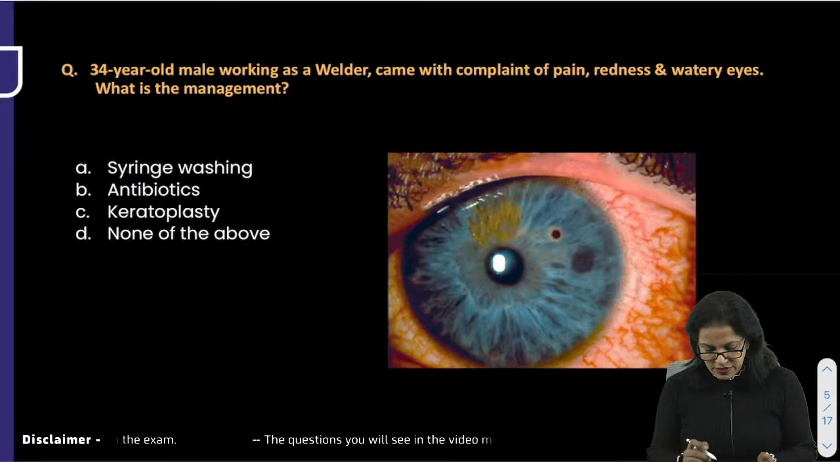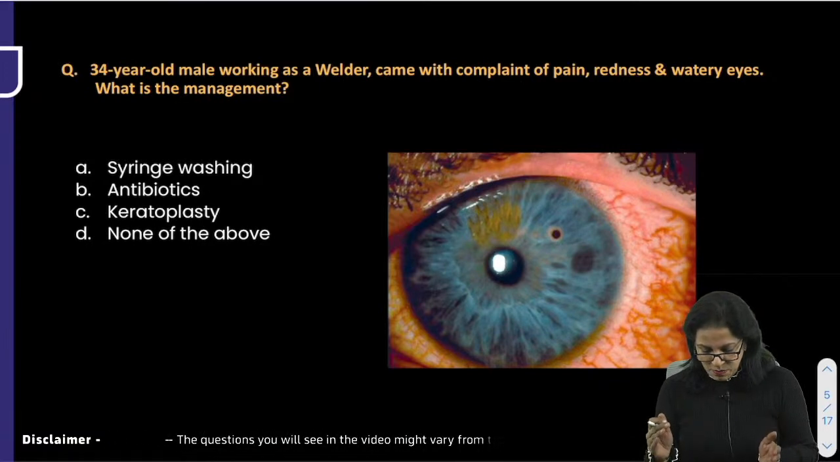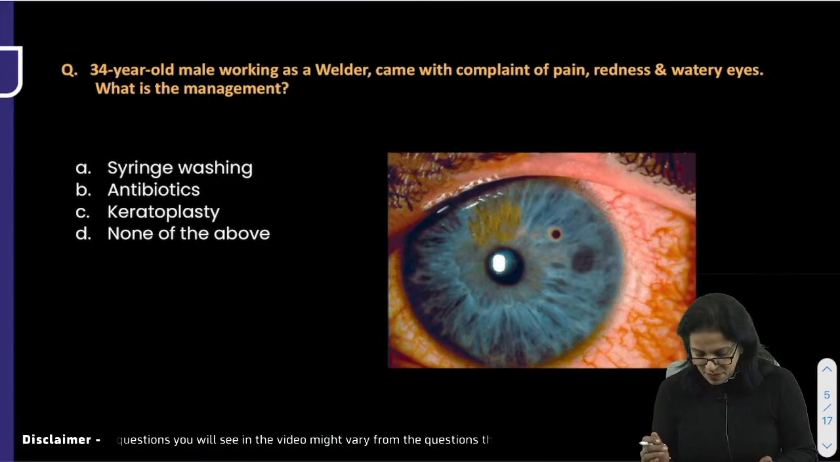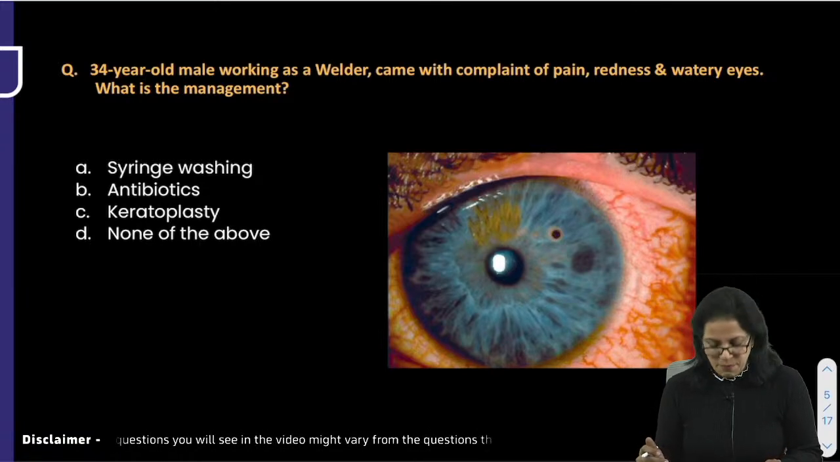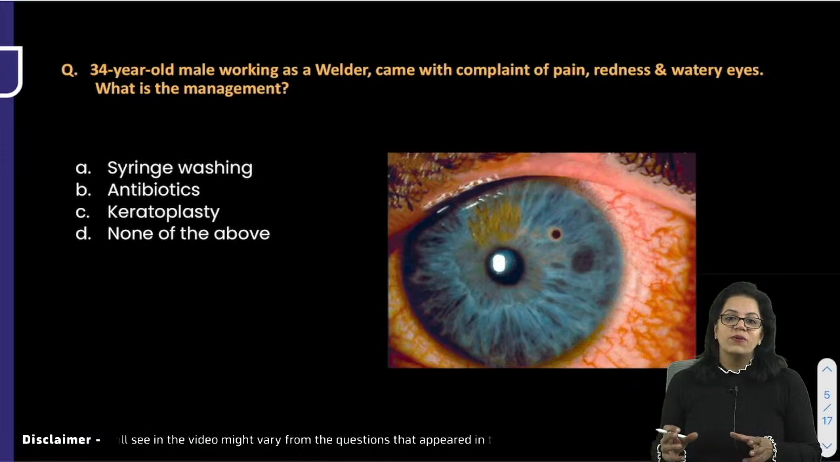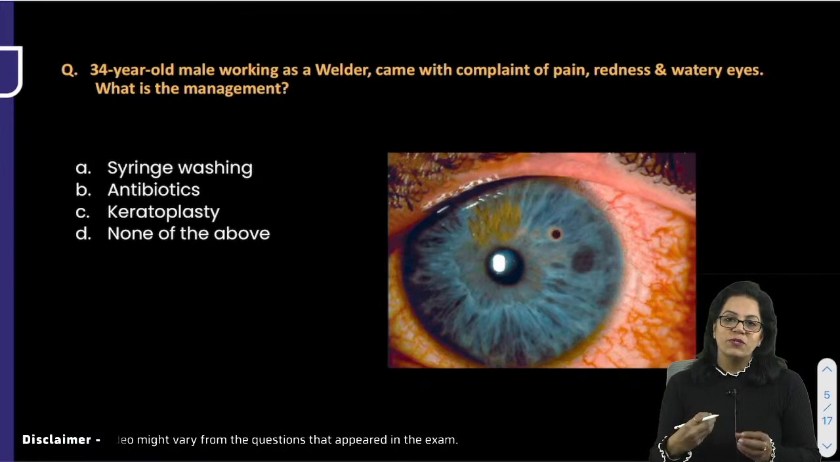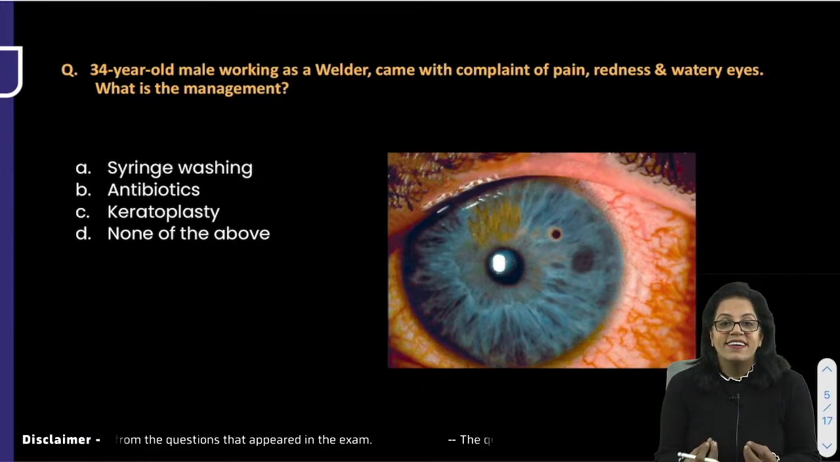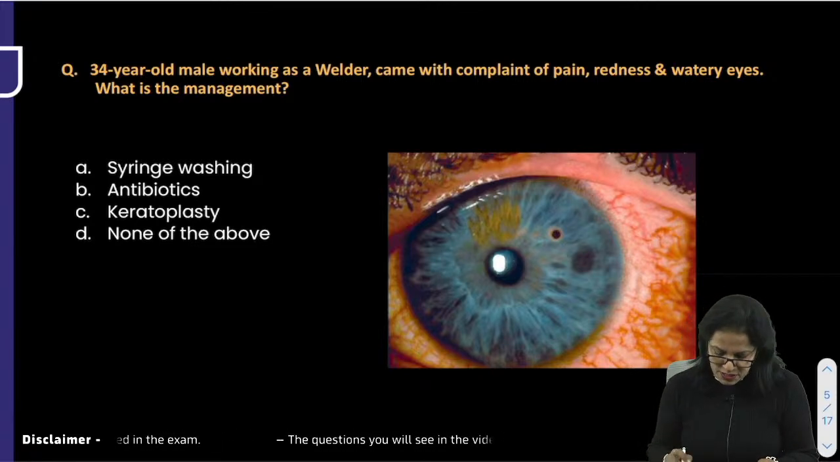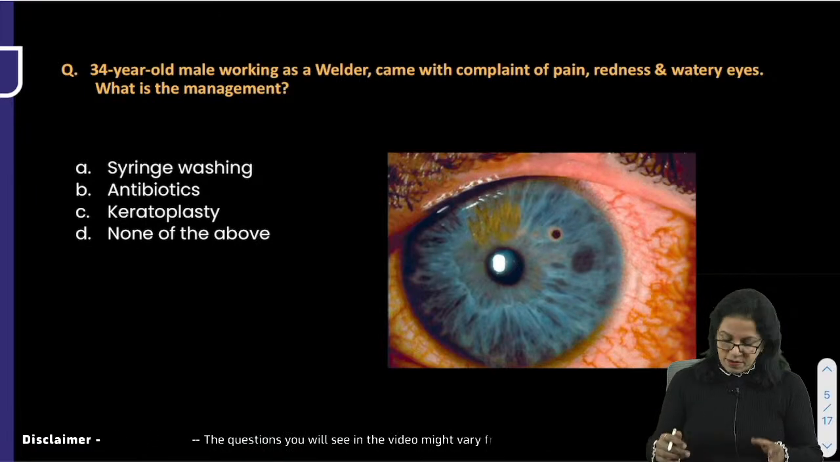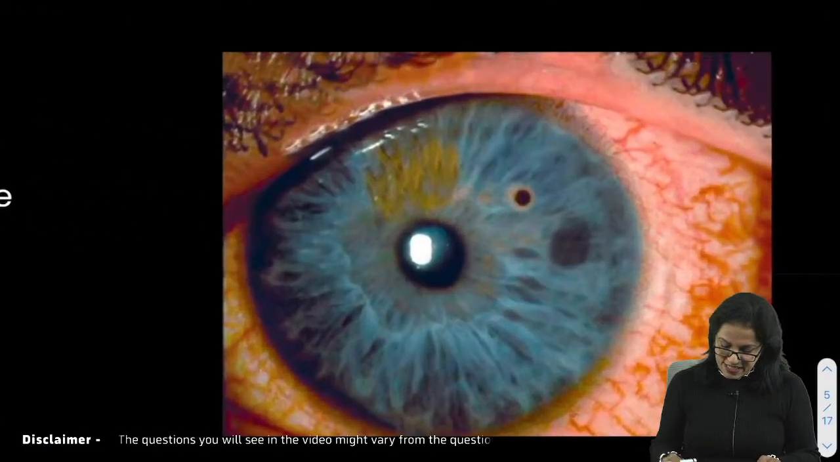Now look at this question: a 34-year-old male working as a welder came with the complaint of pain, redness and watery eyes. What is the management? Now we all know, a very important point, the most common mode of any intraocular foreign body is a chisel and hammer, or you can say during welding. But what you are actually seeing here, it says a welder.